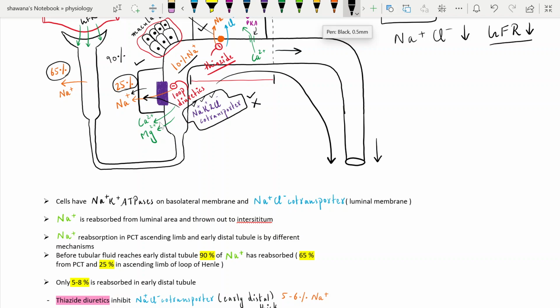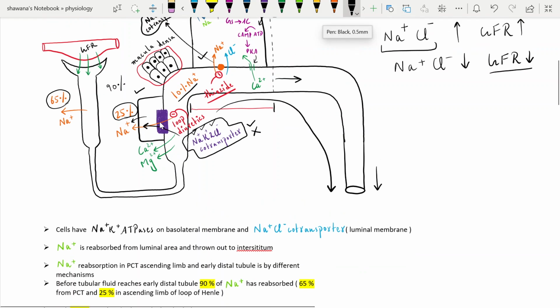But when we talk about the thiazide diuretics, they do not work here. They work in the distal tubule, the distal convoluted tubule, especially on the sodium chloride co-transporter. And as expected, this thiazide diuretic will block the sodium chloride co-transporter. And when the sodium chloride co-transporter is blocked, can sodium be reabsorbed here? No, sodium cannot be reabsorbed here, and sodium will move down the drain.